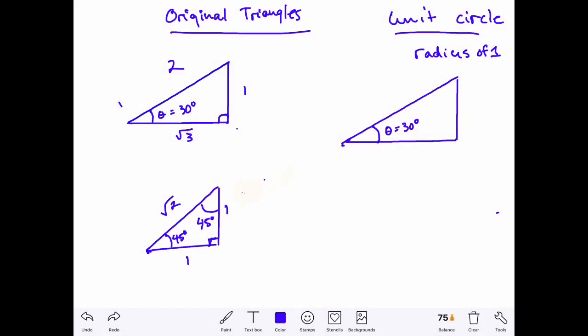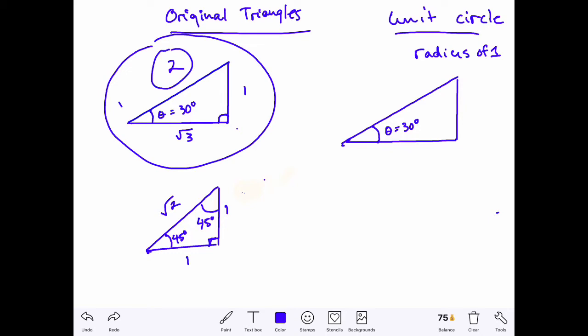Before we get to the unit circle, we want to transition from our original triangles to the circle triangles. So originally when we looked at it, we had a hypotenuse of 2, a short side of 1, and a long side of root 3. Long side, short side, and hypotenuse.